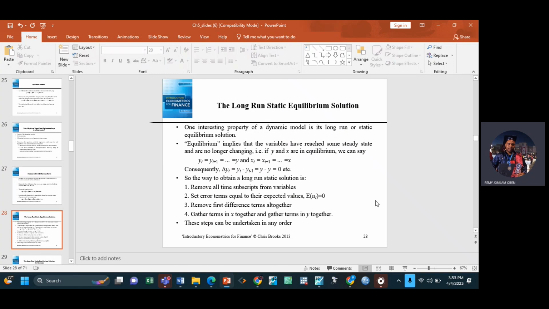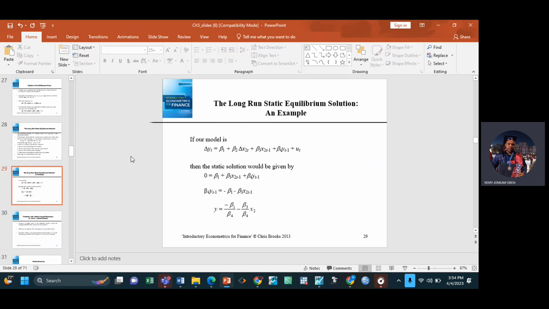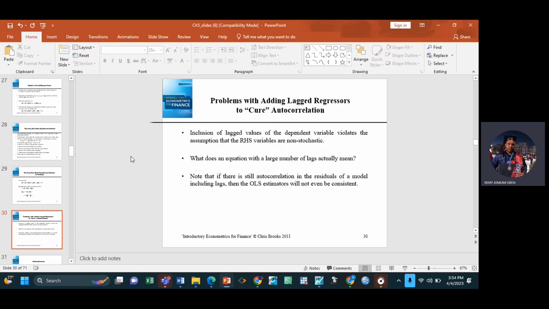Long run static equilibrium solution. Okay, this is another solution for autocorrelation, but in practice, how practical is this? I'm not too sure this is too practical. I've never done this on EViews anyway. You can read this and try to understand what it is trying to say, but I'm not too interested in this long run static equilibrium thing. I can skip it.